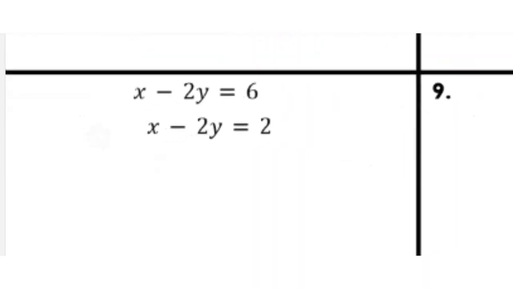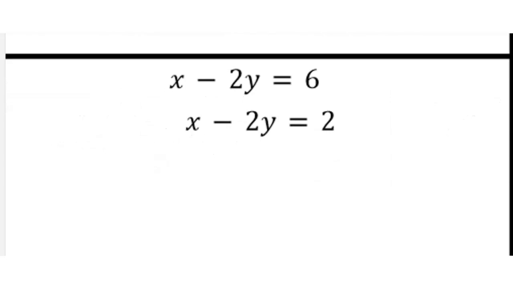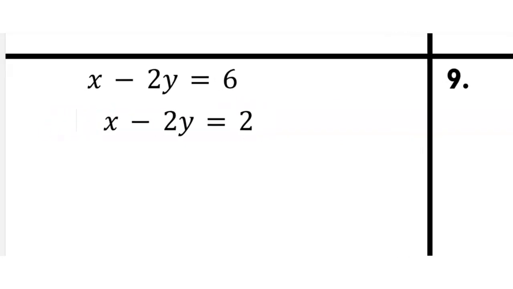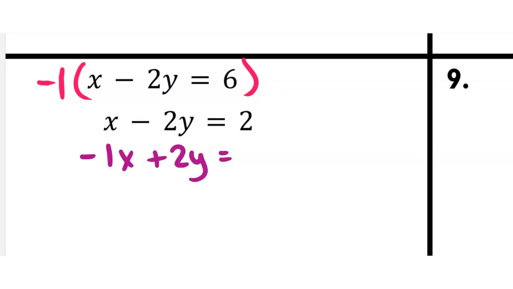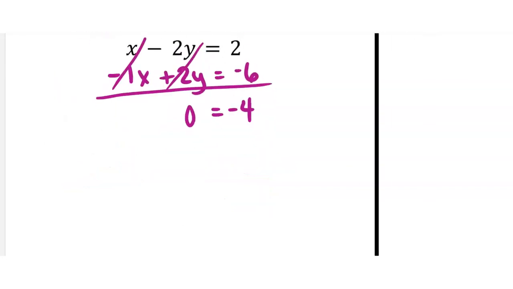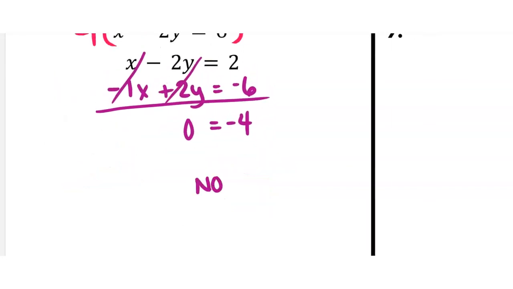Okay, let's go on to the next one. We're going to multiply this by a negative 1. Or let's multiply the top number by negative 1. So we end up with negative 1x plus 2y is equal to negative 6. These cancel again. 0 is equal to negative 4. This is a false statement, so this is no solution.